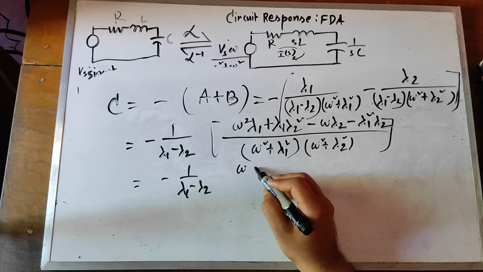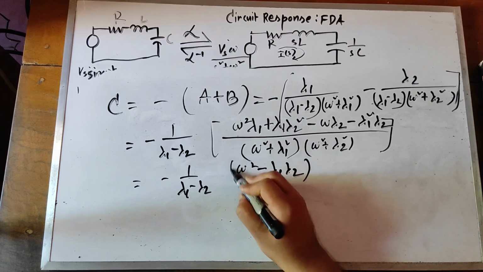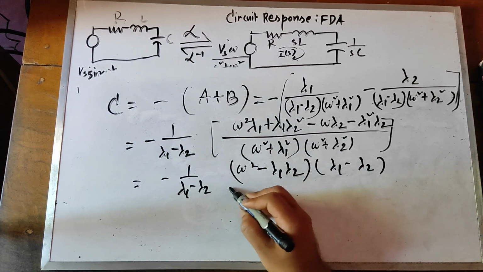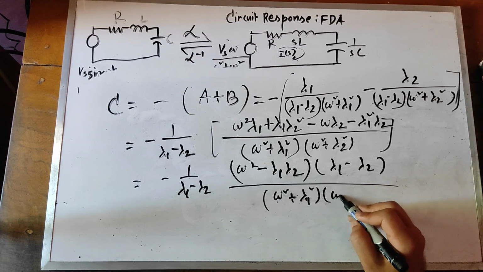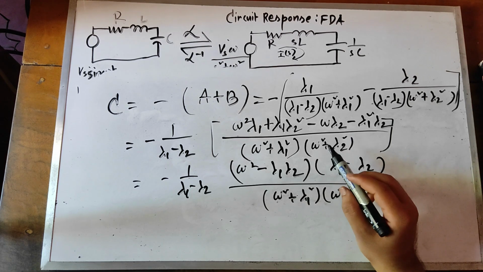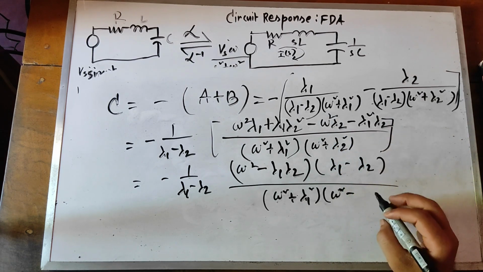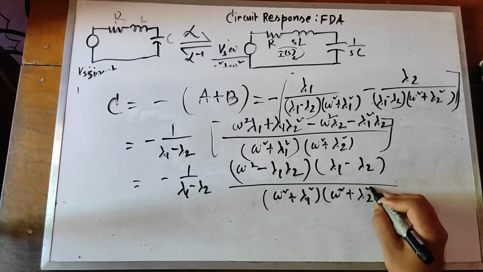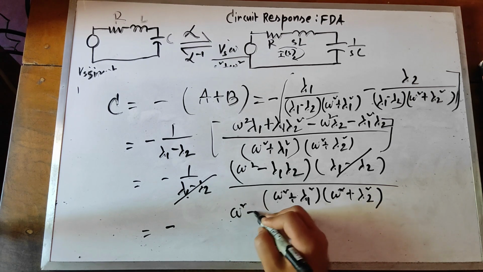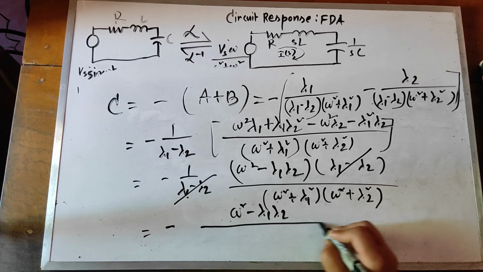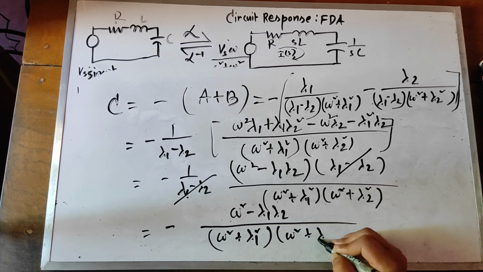So if I take common, omega square minus lambda 1 lambda 2 into lambda 1 minus lambda 2 omega square plus lambda 1 squared. Here omega squared obviously plus lambda 2 squared, so this and this cut out, leaving behind omega square minus lambda 1 lambda 2 by omega square plus lambda 1 squared omega square plus lambda 2 squared.